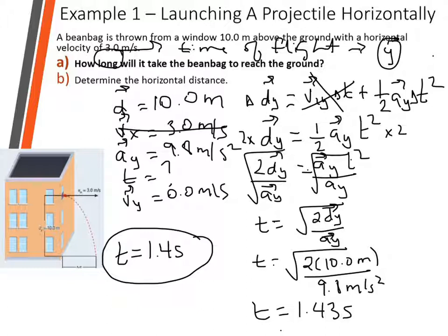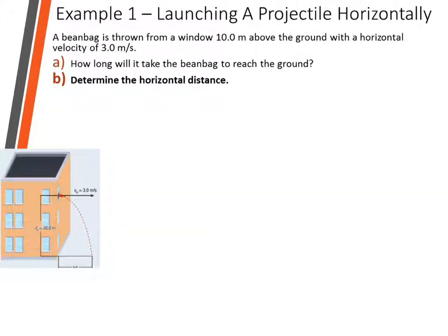So we're going to use the 1.43 seconds just to help with some rounding errors. If you don't, it's okay. Your answer just might be off by a little bit. So for part B, we're asked to determine the horizontal distance.